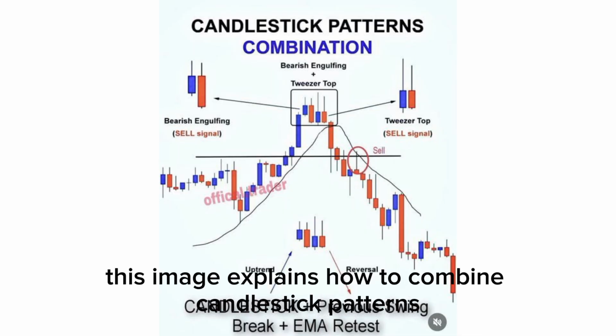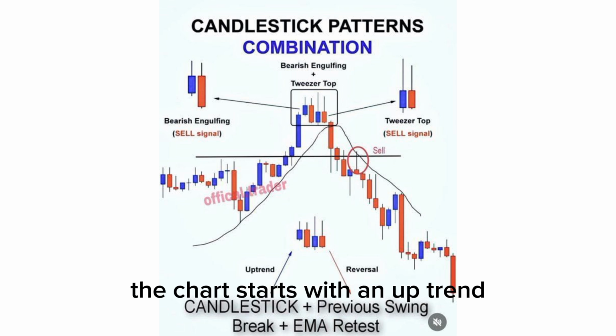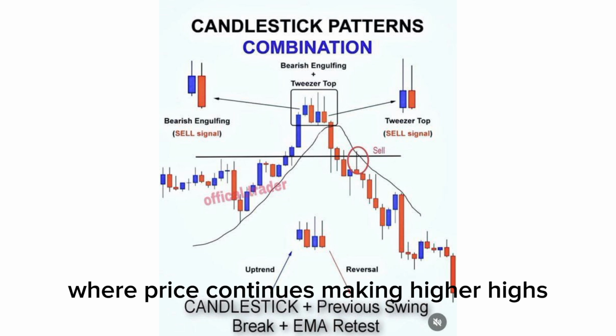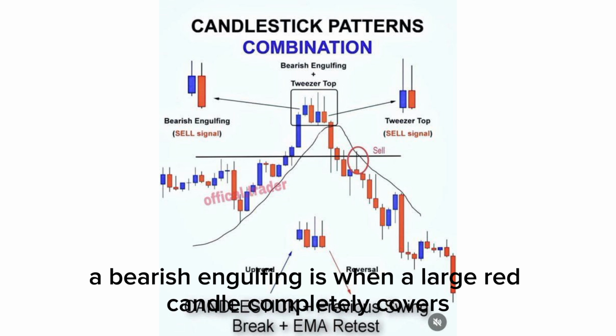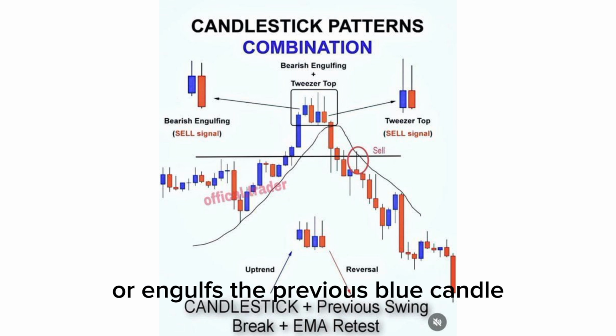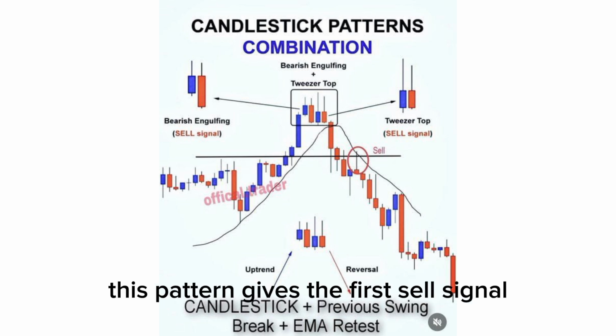This image explains how to combine candlestick patterns, swing structure, and EMA retests to identify strong sell signals in trading. The chart starts with an uptrend, where price continues making higher highs. During this upward move, a bearish engulfing pattern appears. A bearish engulfing is when a large red candle completely covers or engulfs the previous blue candle, signaling strong selling pressure. This pattern gives the first sell signal.